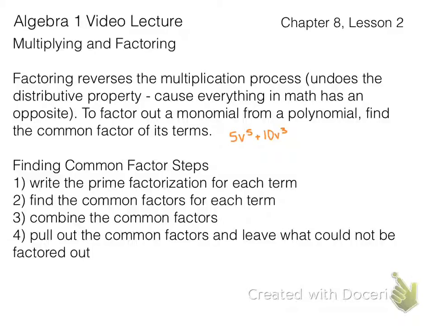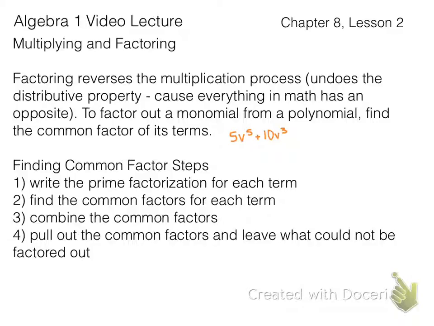Okay? So, to factor out a monomial from a polynomial, find the common factor of its terms. So first we're going to write the prime factorization for each. Now, if you can't remember how to do that, do a prime factor tree, which I hope you all remember how to do. If you don't remember how to do it, I can go over it in class.